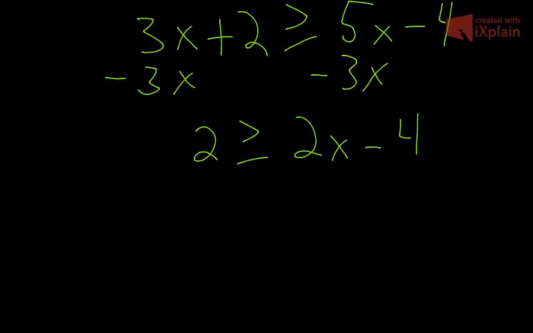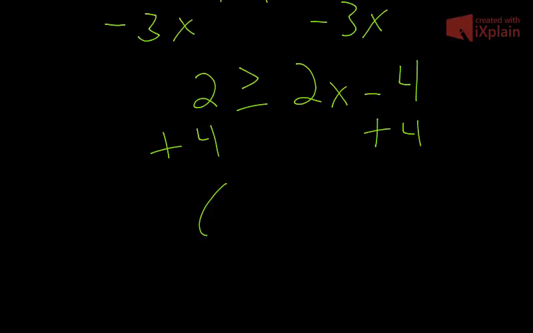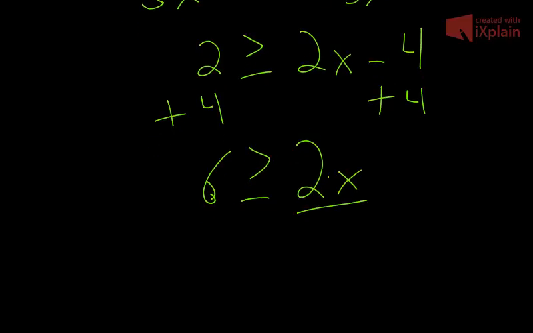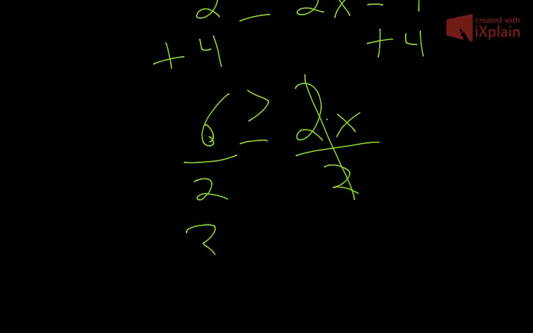After this, I'm going to add 4 to both sides. And I get 6 is greater than or equal to 2x. There we go. And now the x is being multiplied by 2, so I'm going to divide by 2 to get it alone. And I end up with 3 is greater than or equal to x.